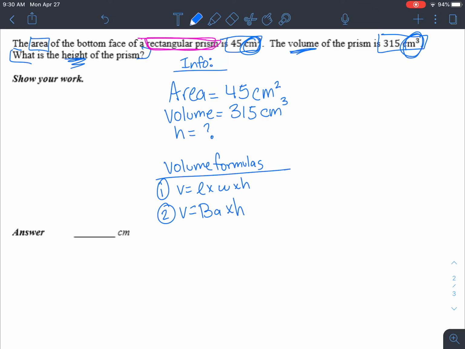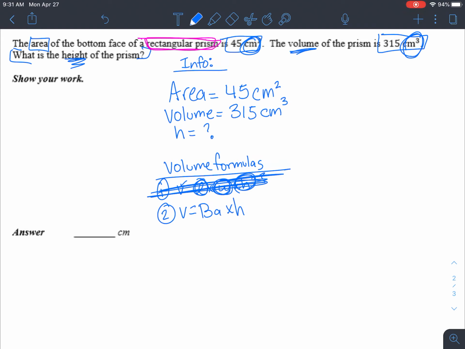If I use this first volume formula, I would need to know or have some information about the length, width, height, or volume. Well, I do know something about the volume. Do I know anything about the length, though? No. Do I know anything about the width, though? No. Do I know anything about the height? Well, I do know that's missing. But there's a lot of missing information, so I know that this first volume formula actually wouldn't work.